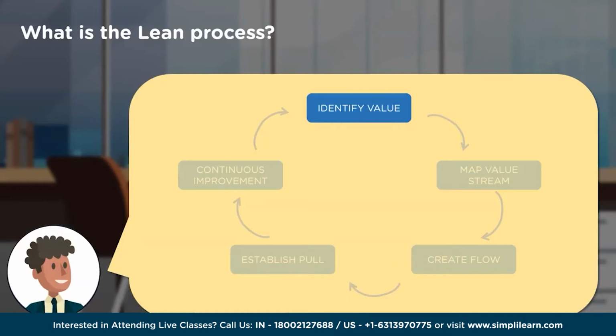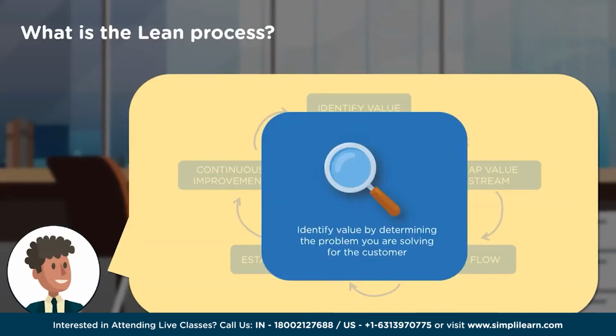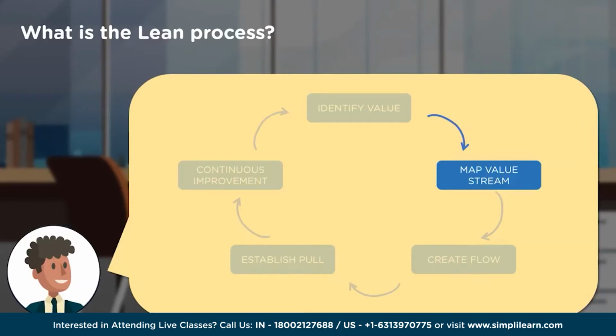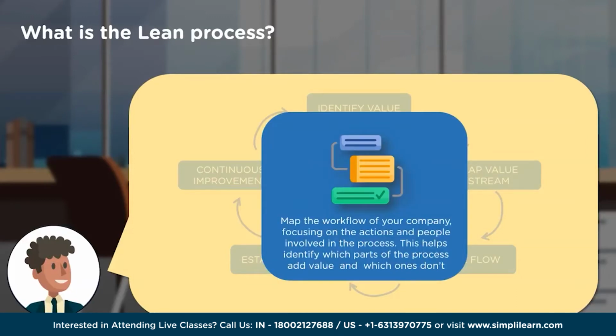Now there are 5 different steps. Let's start with the first one, identifying value. You need to identify value by determining what exactly is the problem you're trying to solve for the customer. The second step is to map your value stream. You need to map the workflow of your company.